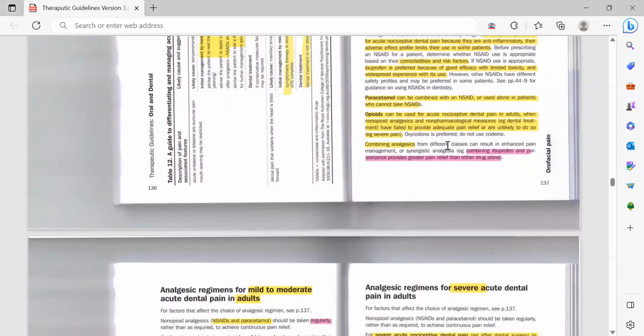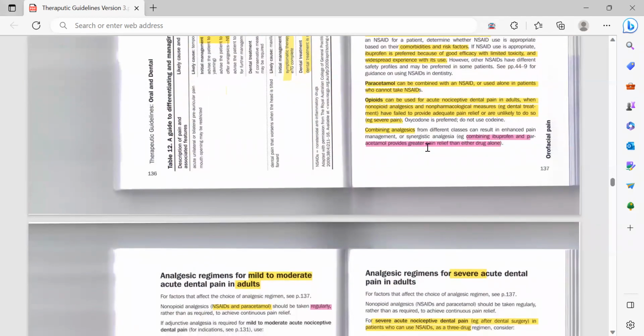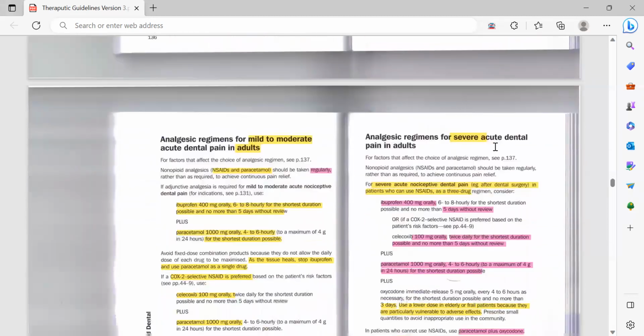Then combining analgesics from different classes can result in enhanced pain management or synergistic analgesia. For example, combining ibuprofen and paracetamol provides greater pain relief than either drug alone.